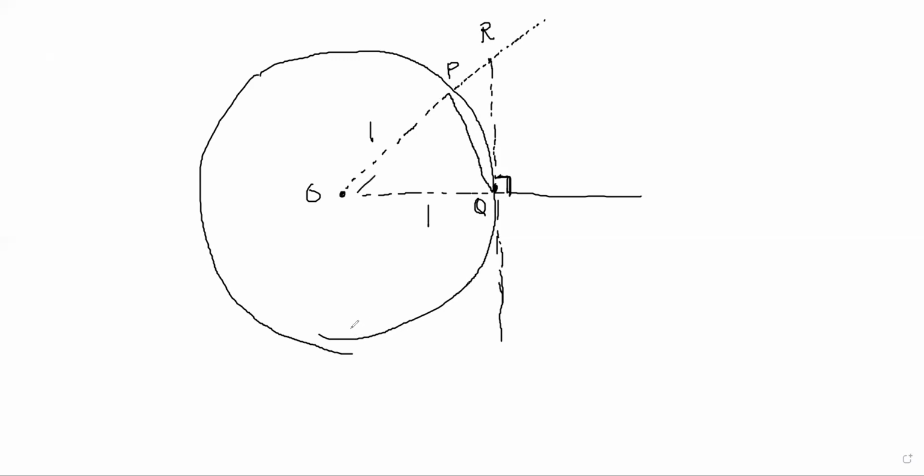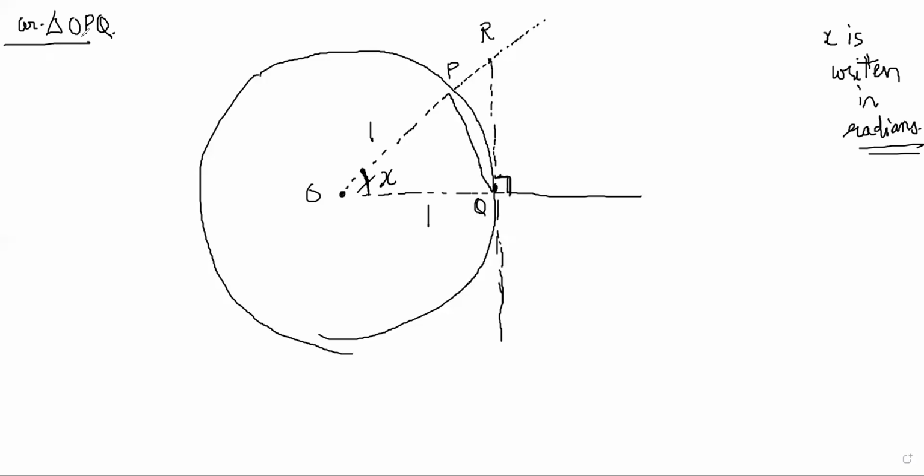Okay. Yes, sir. Now, let's say this angle is some x. Okay. This angle is x. x is written in radians. Now think about what is the area of triangle OPQ. Okay, area of triangle OPQ. You can see the triangle, no?